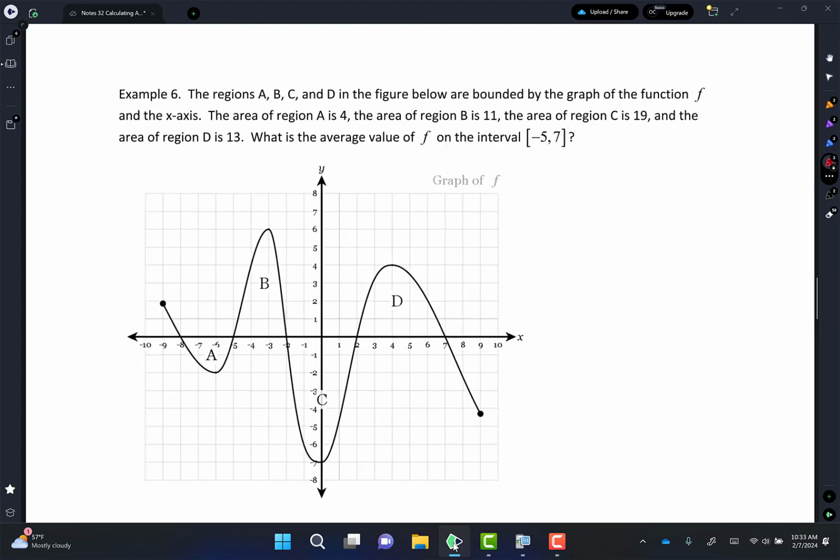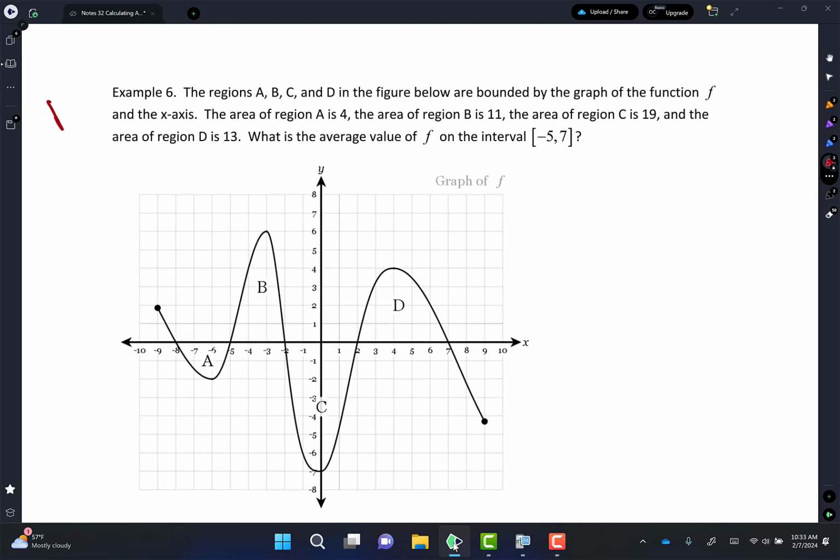Here we go. This one's coming from Delta, so let me give them credit. I can tell by that graph there. The regions A, B, C, and D in the figure below are bounded by the graph of the function f and the x-axis. The area of region A is 4, region B is 11, region C is 19, and region D is 13. What is the average value of f on the interval -5 to 7?